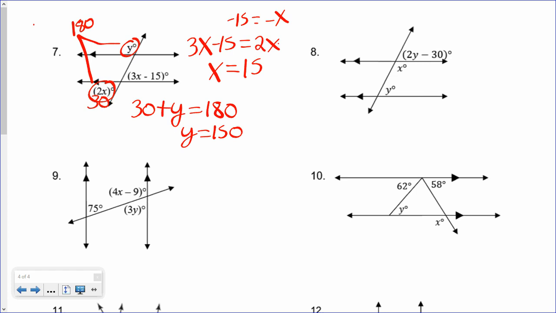Okay. So be strategic when you guys are trying to find y and you're trying to figure out which angle to use for the x. Be strategic. I use the 2x because it has a relationship with y. Questions on that one?